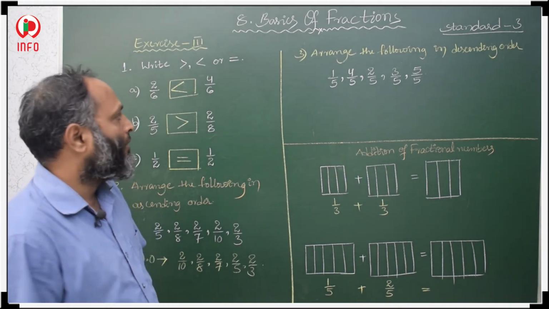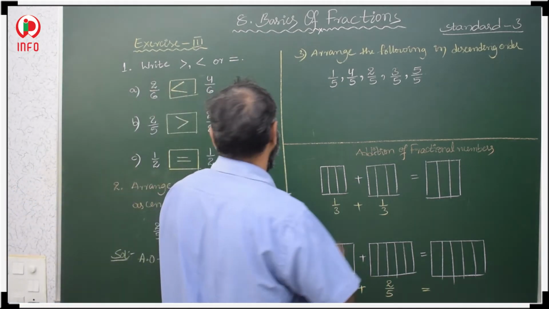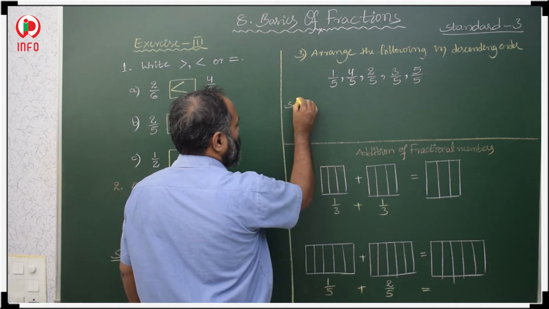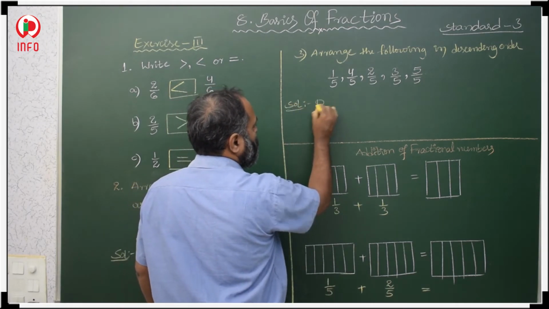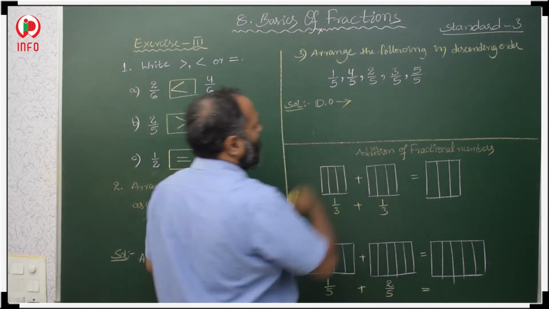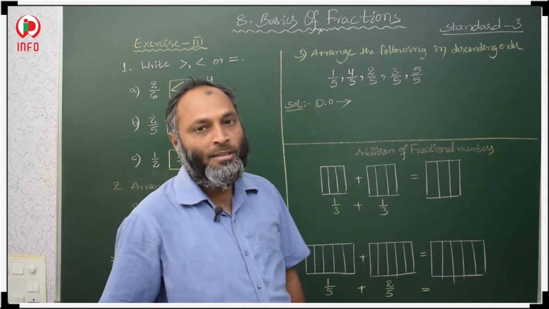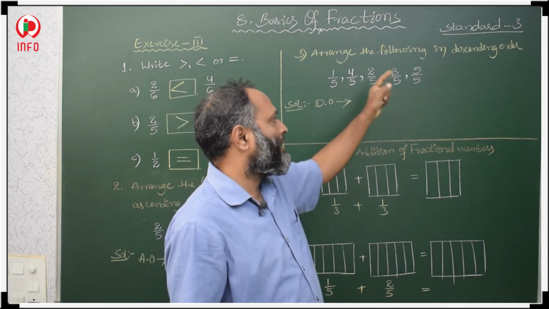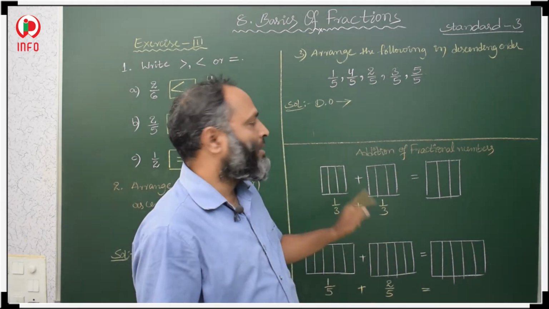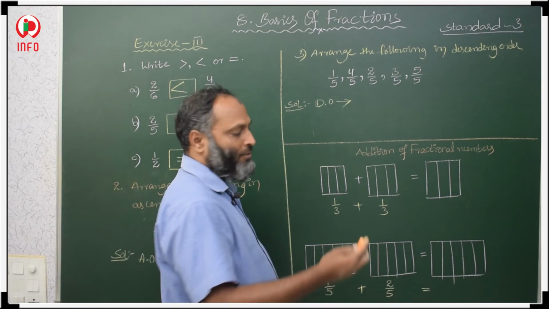Okay. Now, arrange the following in descending order. Descending order we have to arrange. Here all denominators are same. If the denominators are same, in the numerator, whichever is bigger, that fraction is bigger. Descending means decreasing order, we have to write from bigger to smaller.